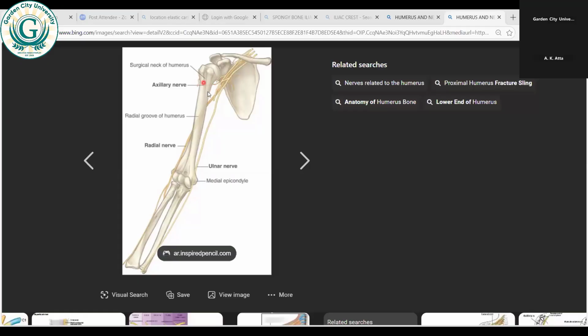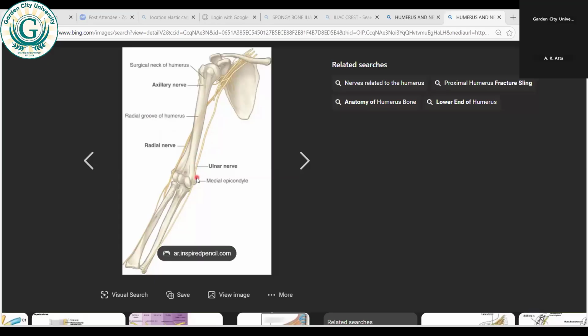And at the surgical neck, when there's a fracture, the axillary nerve may be affected. The axillary nerve supplies the deltoid muscle, the muscle that you see on the shoulder, and the teres minor. So when there's a fracture of the surgical neck, it can affect the axillary nerve. If you look, the humerus also has a radial groove for the radial nerve. So at the shaft, it can also affect the radial nerve.